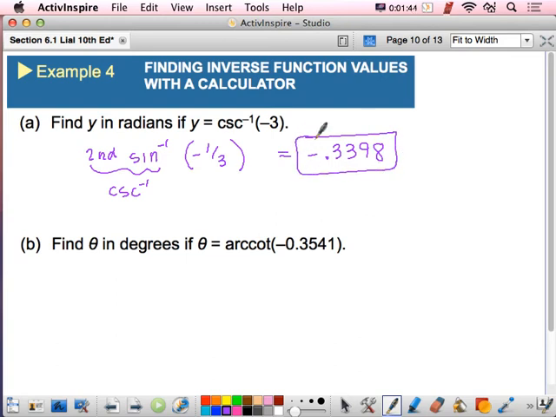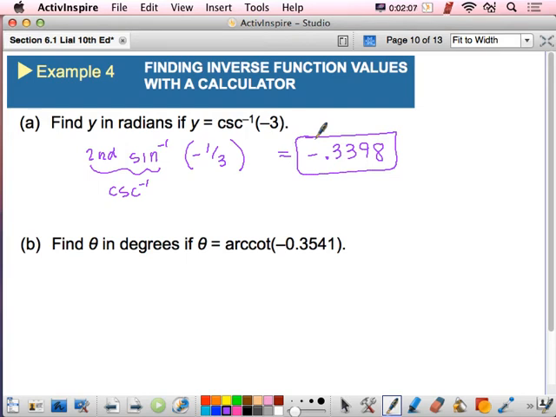Now let's see if that makes sense. Because it's a negative, it has to come from either quadrant 2 or 4. Sine and cosecant come out of quadrant 4. So those should have produced a negative answer, and it did. Does that make sense? Yes? Okay. It's really pretty straightforward to do these in your calculator, as long as you're in the right mode.